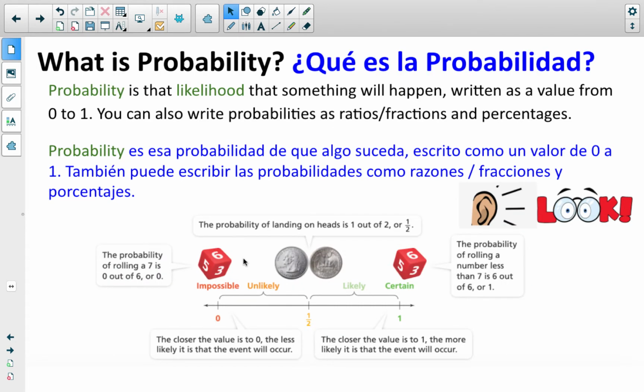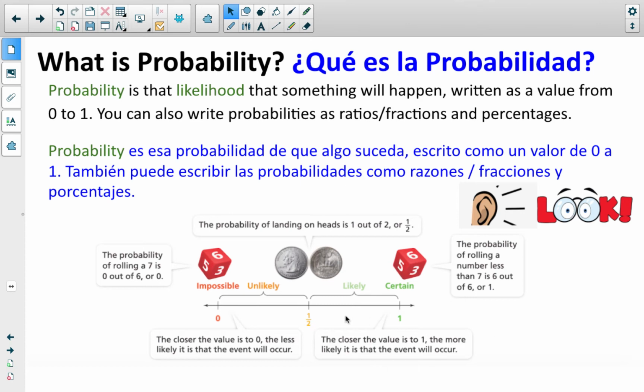This is just a reminder from Thursday's lesson video. Probability is simply the likelihood that something will happen. It ranges from 0, meaning impossible, all the way to 1, meaning certain. Probabilities can also be written as ratios, fractions, and percentages. A certainty of 1 means 100%, or 1 over 1, or 6 over 6, or 9 over 9, whatever fraction. Impossible, being 0, can be 0%, or 0 out of 20, 0 out of 30, 0 out of 4, whatever form you want to write.